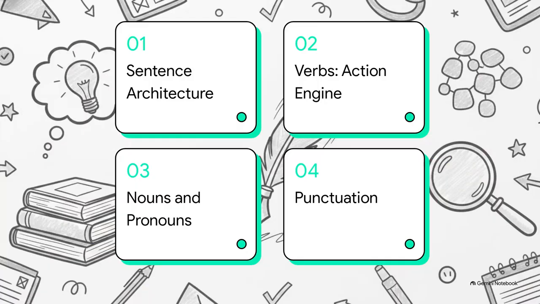Okay, let's dive into this. Here is our blueprint for today's explainer. First up, sentence architecture. Second, we'll look at verbs as our action engine. Third, precision with nouns and pronouns. And finally, punctuation, the final polish. Having this map in mind should keep us from getting overwhelmed by any of the grammatical jargon.